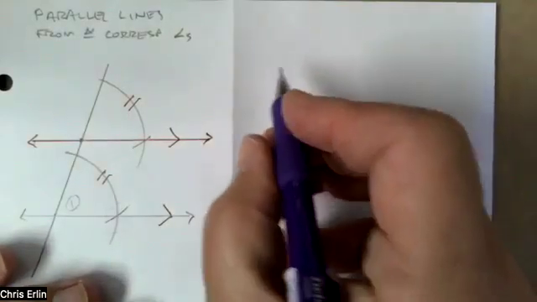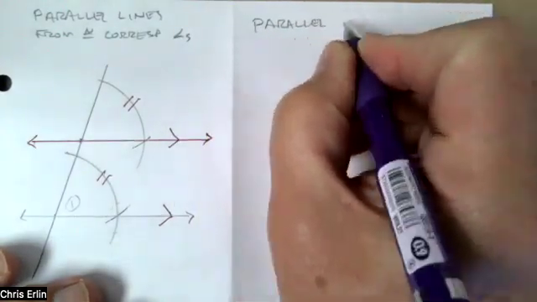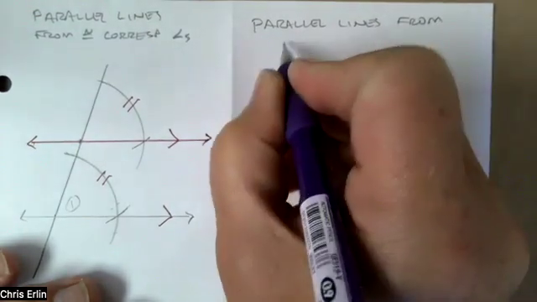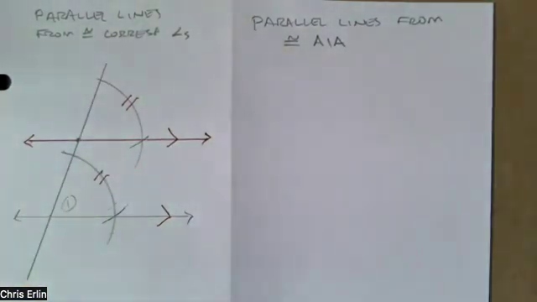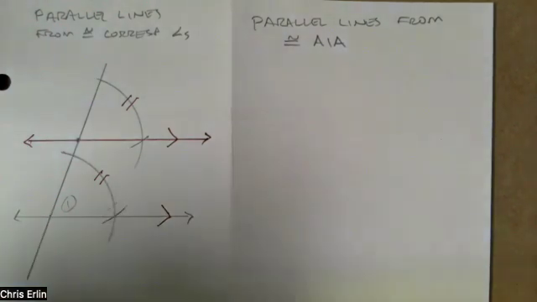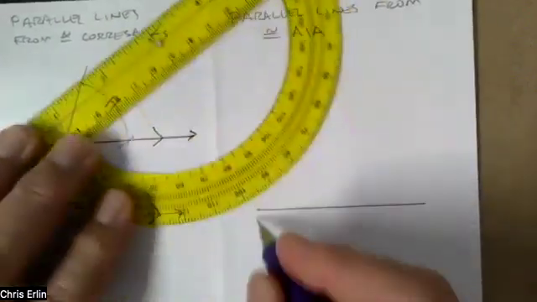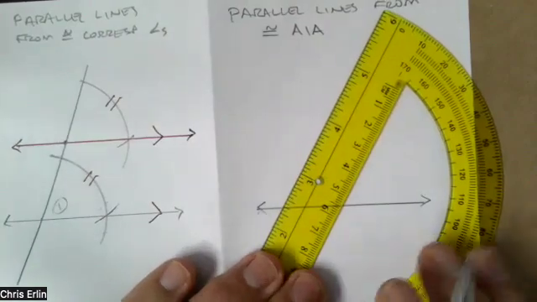Moving on to the next skill. This is going to be parallel lines from congruent alternate interior angles. We know that if we have two lines that are parallel and we look at the alternate interior angles, those are going to be congruent as well. So let's do the same idea here. I'm going to draw an initial line to work with. I'm going to give myself a transversal.